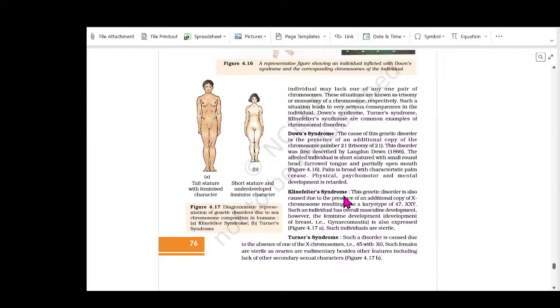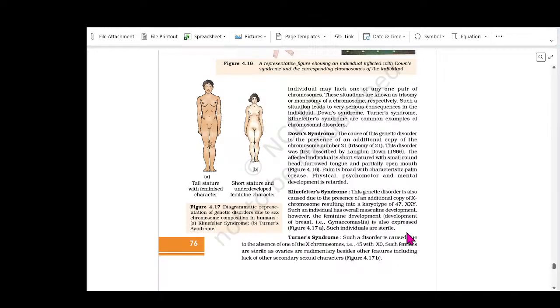Klinefelter syndrome. This genetic disorder is also caused due to the presence of an additional copy of the X chromosome, resulting in the karyotype of 47 XXY. Such an individual has overall masculine development. However, feminine development, or development of breast, which is also known as gynecomastia, is also expressed.